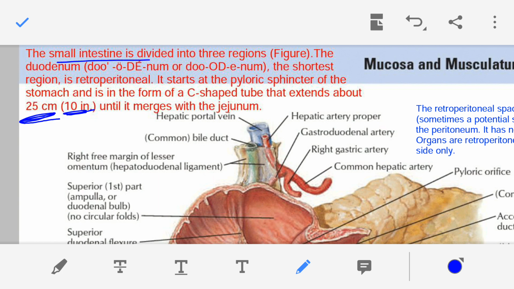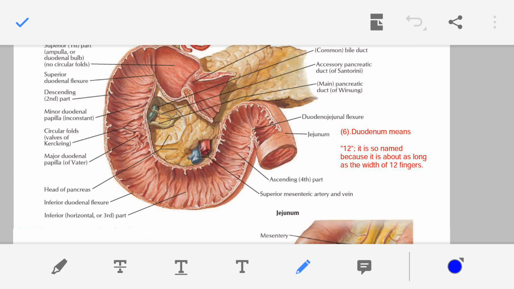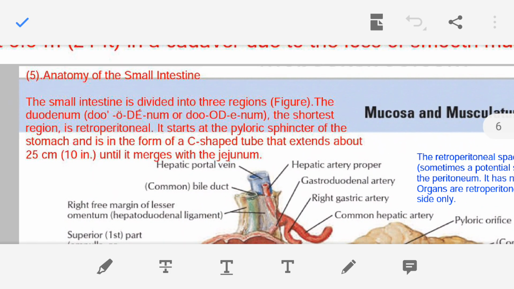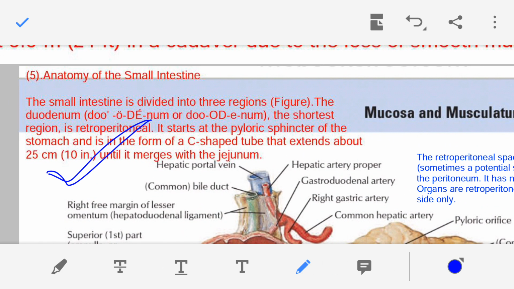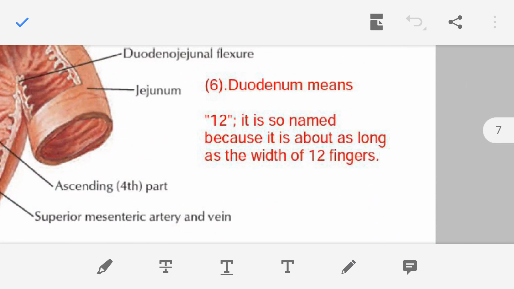And the duodenum finally joins with the jejunum. So here in the figure, as you can see, the jejunum is shown. This is the jejunum, and the duodenum is merging with the jejunum. So this was the fifth point of our discussion. Now moving on to the sixth point of our discussion.